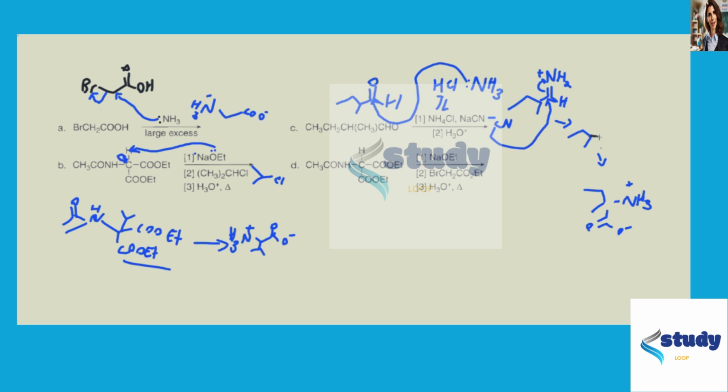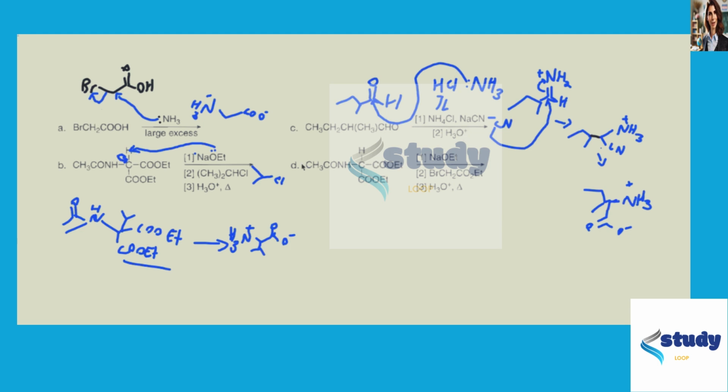So we have a carbon here, and that's where the cyano is going to come off of, and then this amino group. So now we have isoleucine being formed here in problem C.